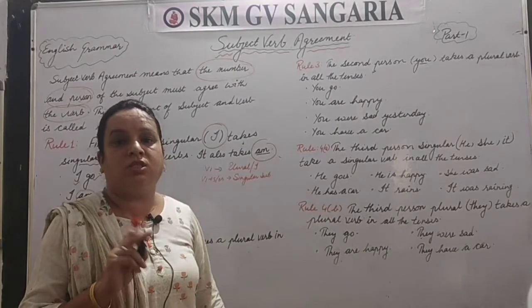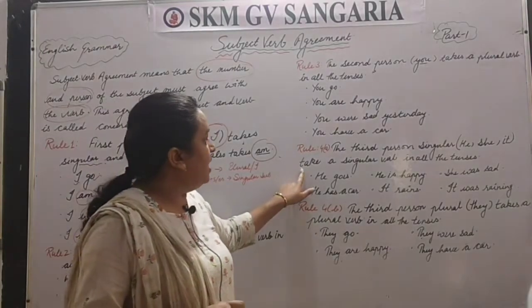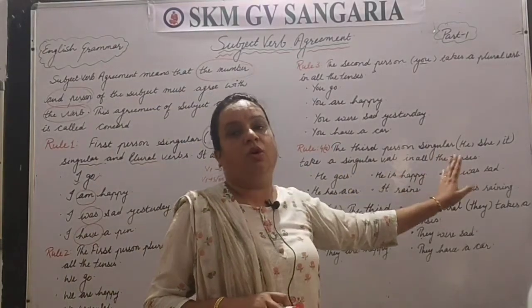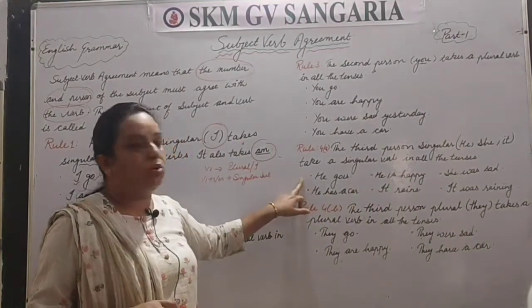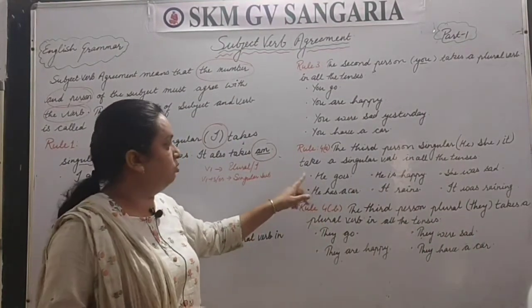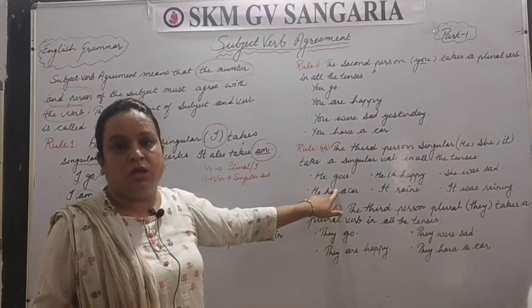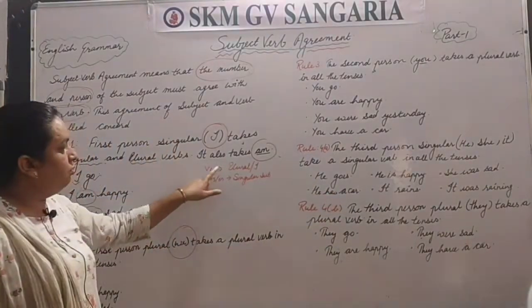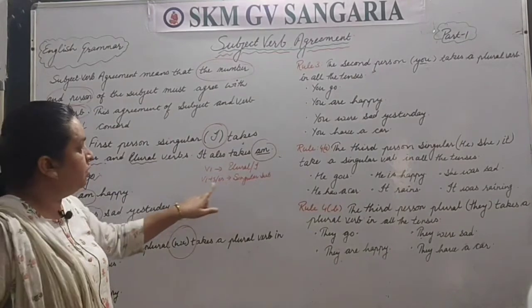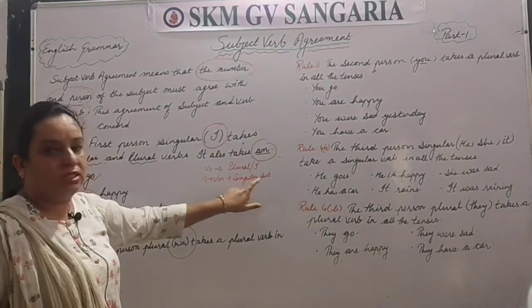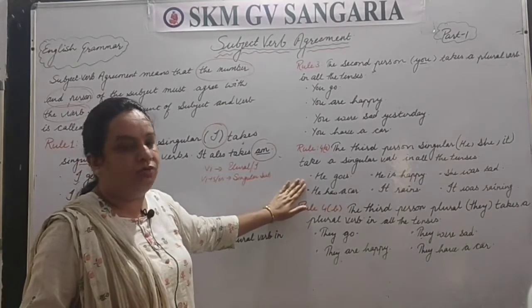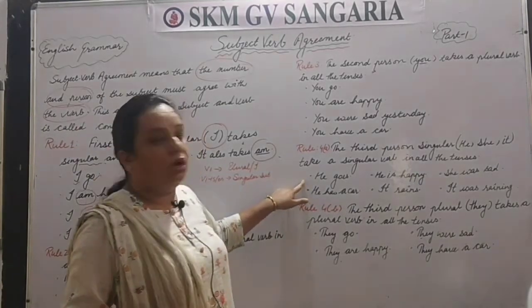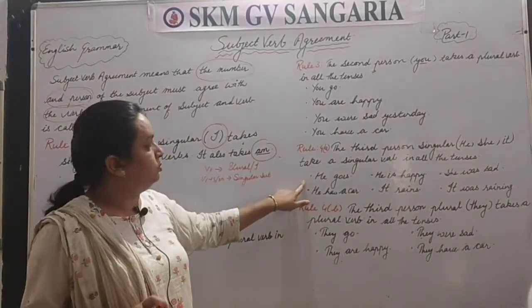The third person singular I am talking about, he, she, it, they take a singular verb in all the tenses. For example, he goes. As I have told you, verb first in plural, and verb first plus s or es in singular subject. So this I am following here. So singular verb I have to use here with the third person singulars.